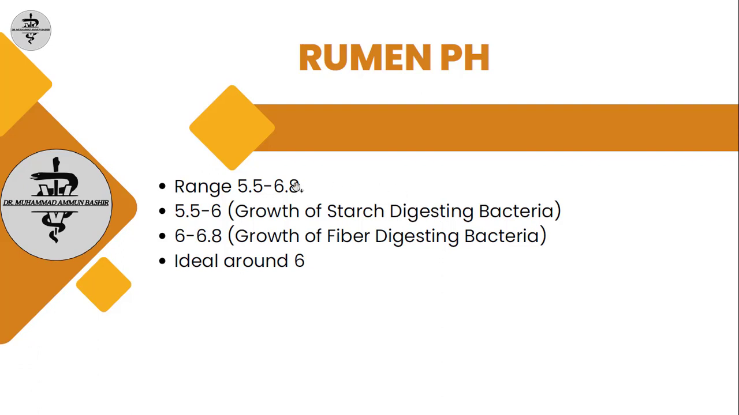The rumen pH range is 5.5 to 6.8, as discussed earlier. 5.5 to 6 is good for the starch digesting bacteria, while 6.6 to 6.8 is good for the fiber digesting bacteria. And rumen pH will be ideal if it's at 6, because it's good for both starch digesting bacteria as well as fiber digesting bacteria.